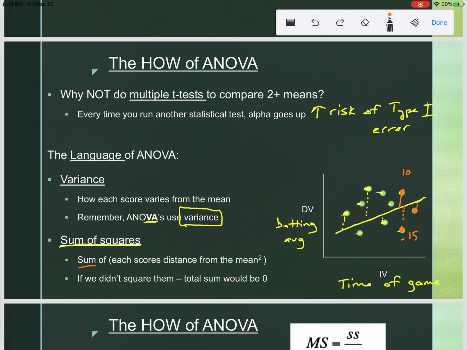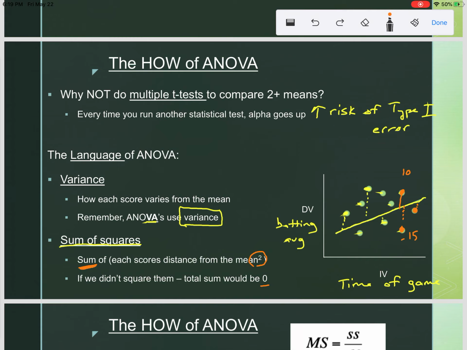But here's the thing. When we take the sum of each score's difference from the mean, if we did that just as it is, we would get 0. If we took each of these points, found their difference from the mean, and then added all those up, all the differences from the mean would add up to 0, because that's exactly what the mean is, halfway between the top and the bottom. So that's why we have to sum the squares.